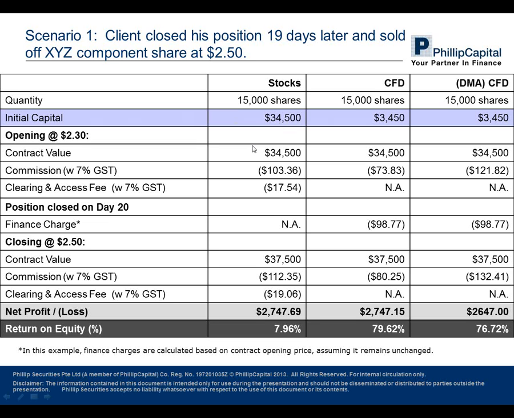Closing price is exactly the same. We do not add on spreads. So commission-wise, it's even lesser because commission for share CFD is lesser than DMA, and there is no clearing and access fee. Of course, stocks does not have finance charge, whereas for share CFD and DMA CFD we do. And so when it closes off, again, your net profit and loss is almost exactly the same. But of course, the ROE is much, much higher.